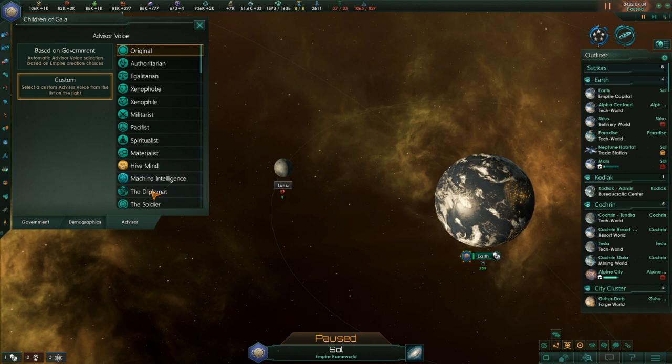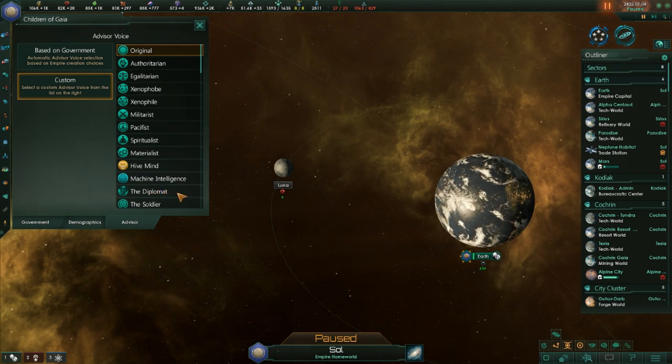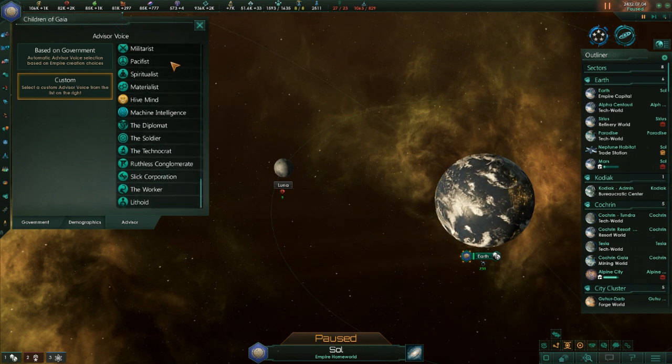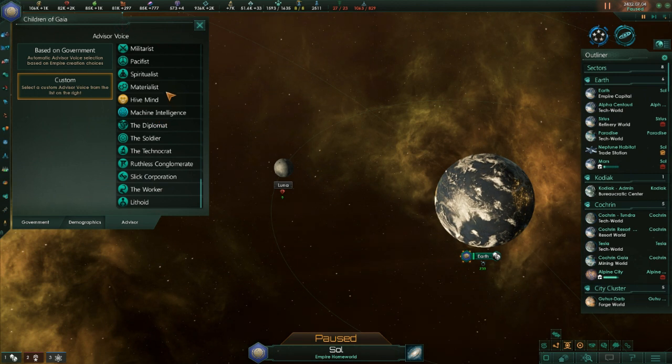its ethical constraints matrix. If you get more expansions, you get more cool little voices that your advisor can have. Being the human empire, the children of Gaia, I decided to go with the diplomat.